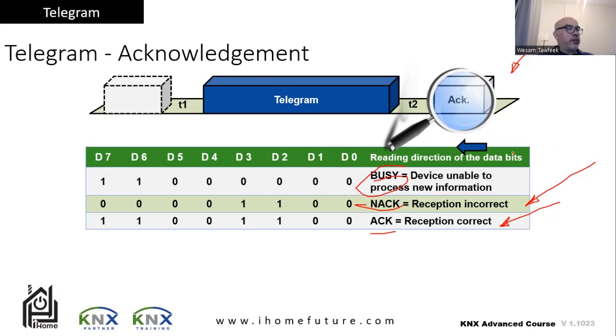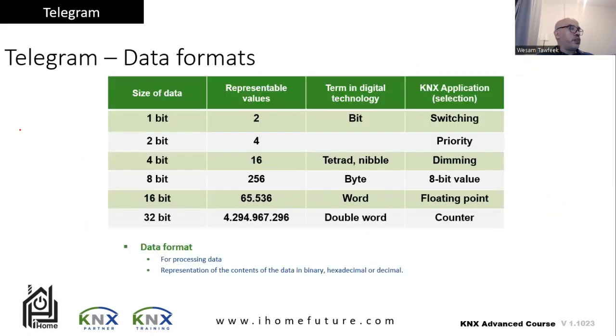So if I receive a correct acknowledgement, then it's fine. Everything is good. If a negative acknowledgement is received, or I don't receive an acknowledgement within the T2 time, then I need to resend up to 3 times. And if I get a busy signal or a busy acknowledgement, then also I need to send again up to 3 times.